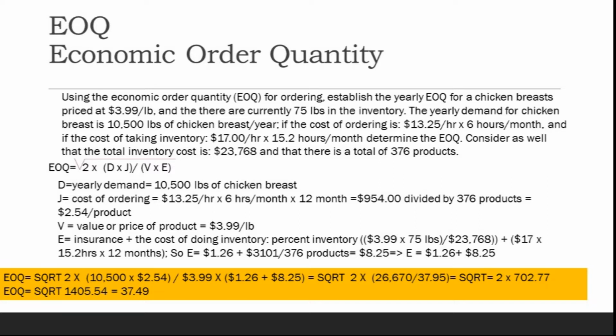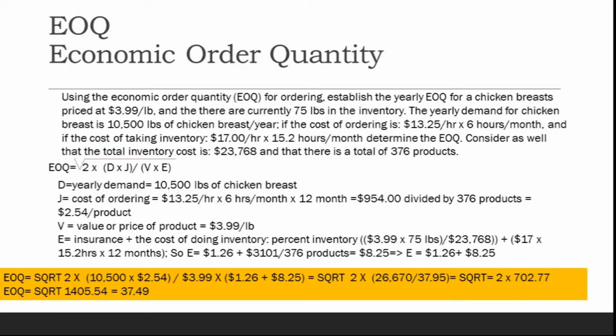The J is the cost of ordering. So that's $13.25 an hour times 6 hours times 12 to get it for the year, and that's $954, and you divide that by the number of products. So that comes to $2.54 per product. The V, the value, that's the price of the product, is $3.99 a pound. Now E has two components, the insurance and the cost of actually doing the inventory.